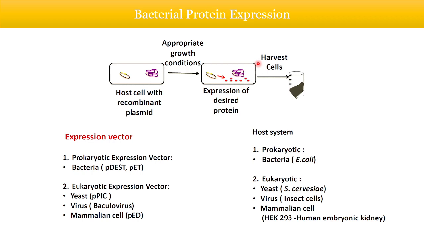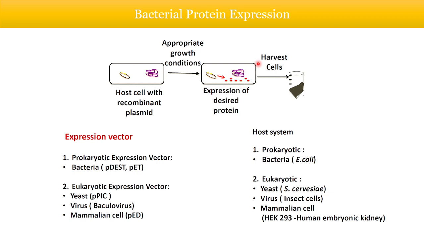There are other host systems in which you can also produce your protein. Those are the prokaryotic cells, like your bacteria, the E. coli strain. Then you have S. cerevisiae of the yeast. You have insect cells for viruses. Then you have HEK293 and other cancer cell lines for when you are doing mammalian cell culture to get your protein.